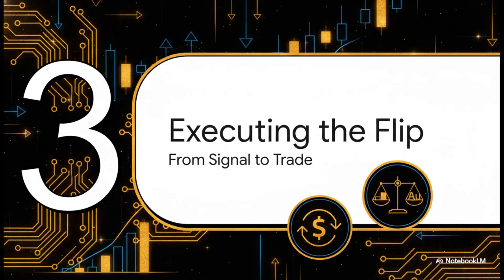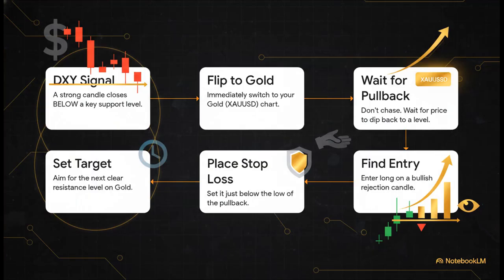All right, so our dollar index chart is prepped, it's clean, and it's ready. Now we get to the fun part, the specific rules for getting into a trade. This is the dollar flip itself, the exact moment we stop watching the dollar and start taking action on gold. So for a long trade, meaning we want to buy gold, we're waiting for the DXY to show weakness. The signal is a strong, convincing candle that closes below one of our key support levels.